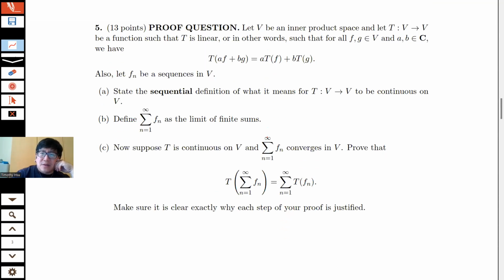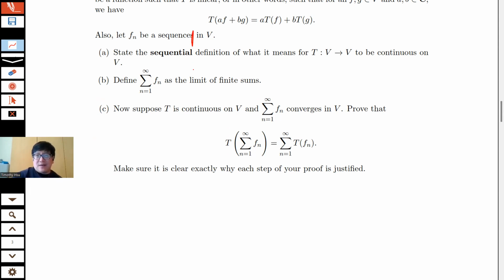All right. So let V be an inner product space and let T be a function from V to itself, such that T is linear. And let Fn be a sequence in V. State the sequential definition of what it means for T to be continuous on V.